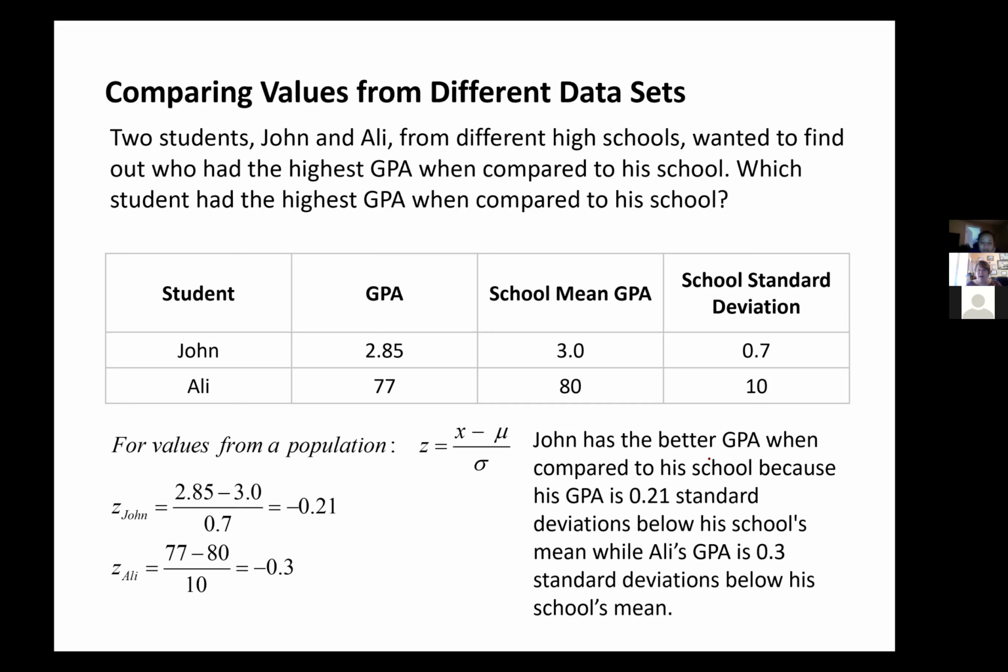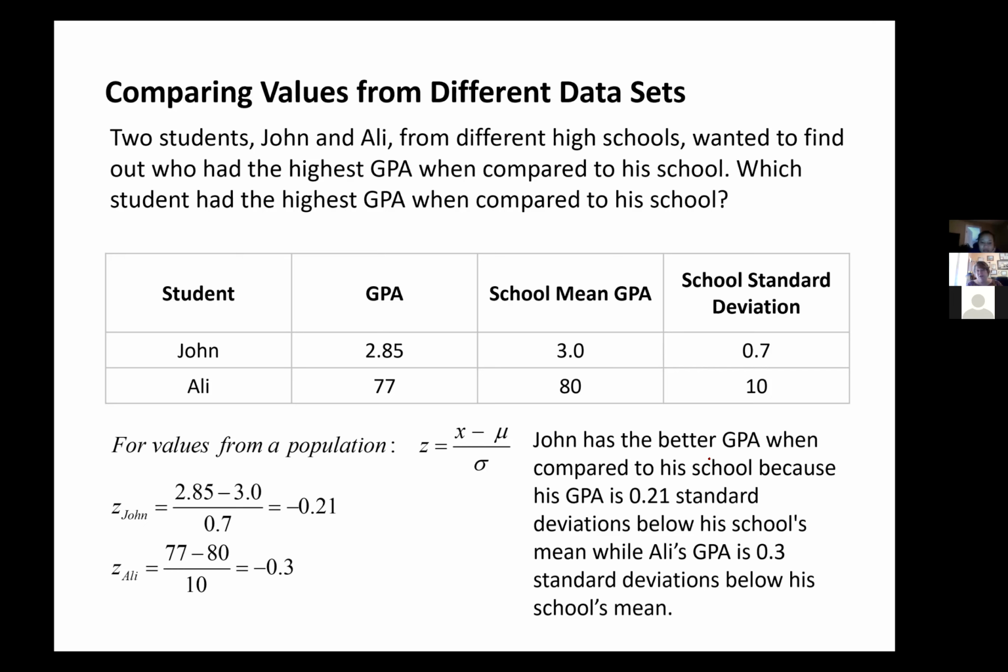So Allie's GPA was 77. The school's mean GPA is 80 and the school standard deviation is 10. So it's really difficult to compare whose GPA is better when we're using different scales. However, we can use z-scores.